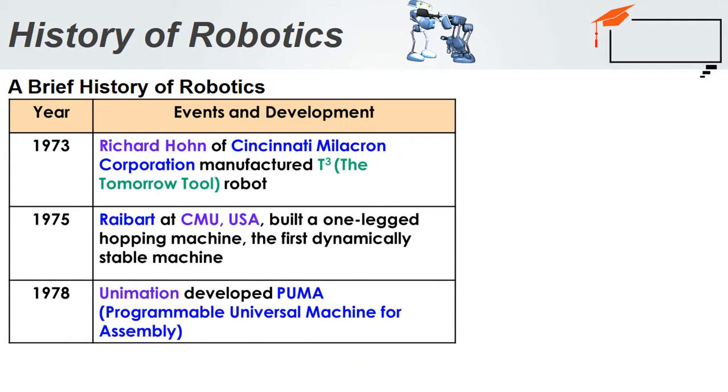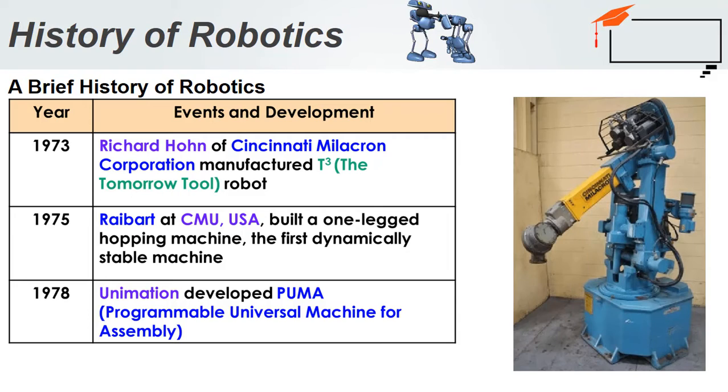In 1973, Richard Horn of Cincinnati. Richard Horn is the CEO of Cincinnati Milacron Corporation. He developed a robot called T3 that names as the Tomorrow Tool. This is the robot which can be used in industry for assembling the car bumper with the rear side of the vehicle, and also doing some sort of welding operation on the car frames, and also helps to load the tools on the machines such as lathe machines or milling machines. It helps to load the tools over the machines. So this is the advantage of this T3 robot.